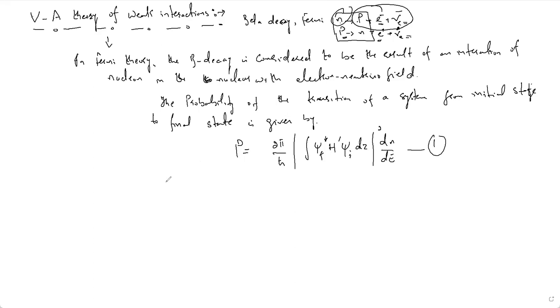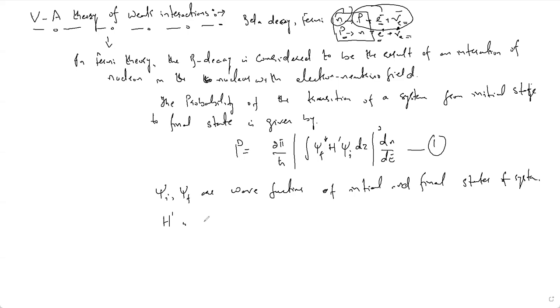So what are psi i and psi f? This is the quantum mechanical treatment. You have studied quantum mechanics in the first as well as the second semester, so you know what I mean by the perturbation operator and all those things. I do not go into those details because you already know what a perturbation operator is. Psi i and psi f are the wave functions, the wave functions of the initial and final states of the system. For example, for the neutron, the initial wave function is psi i, and the final is psi f.